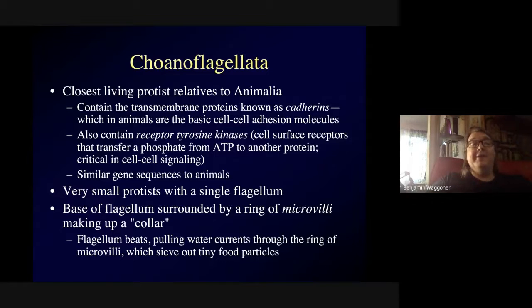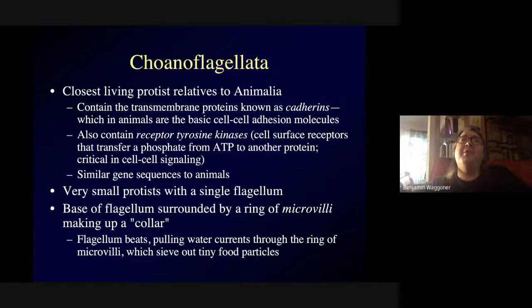They are animal-like in many ways, and some of this I'll show you in a bit. They're animal-like because they contain cadherins, the cell-to-cell adhesion molecules, and they also have these surface receptors that are critical in cell-to-cell signaling that animals have and that choanoflagellates also have. These receptors are called receptor tyrosine kinases. So they've got cell adhesion and cell signaling molecules that look like animals. And of course, they've got very similar gene sequences to animals.